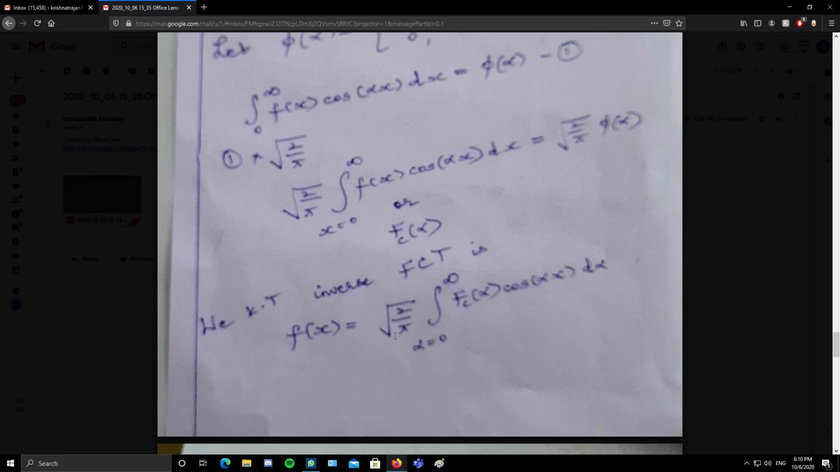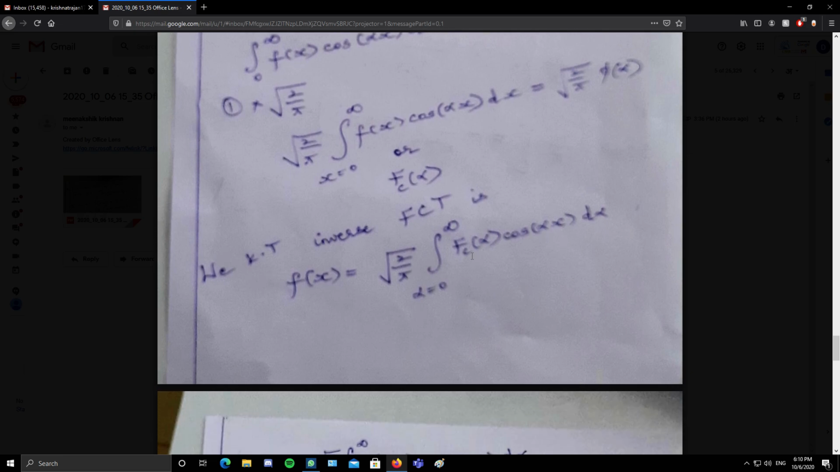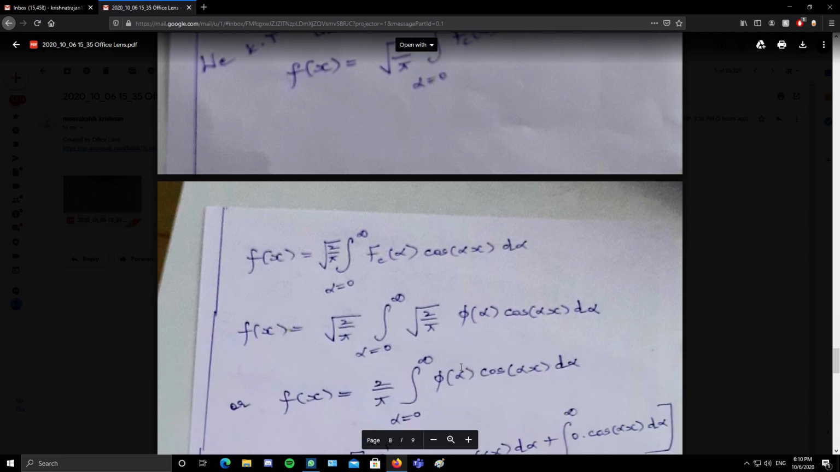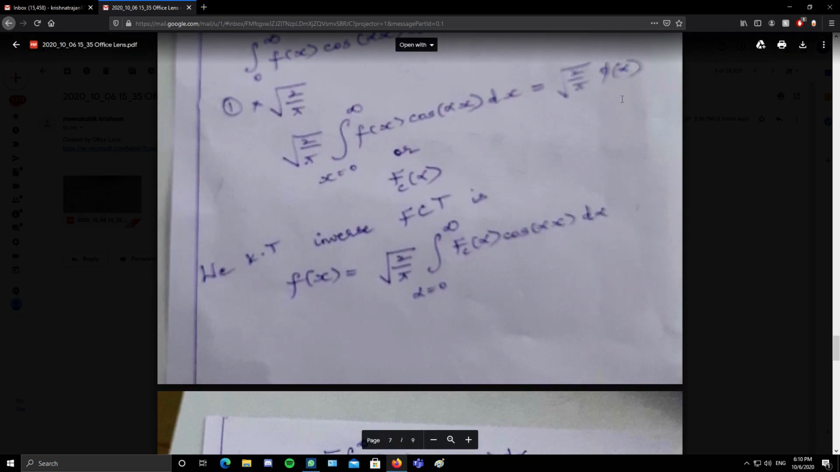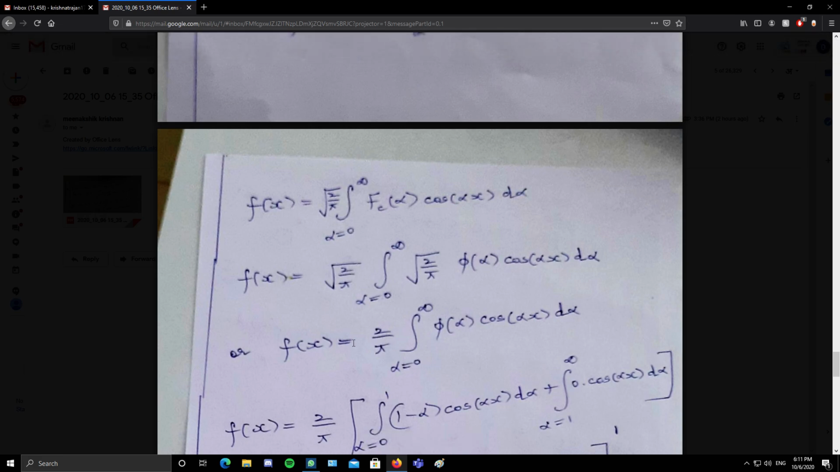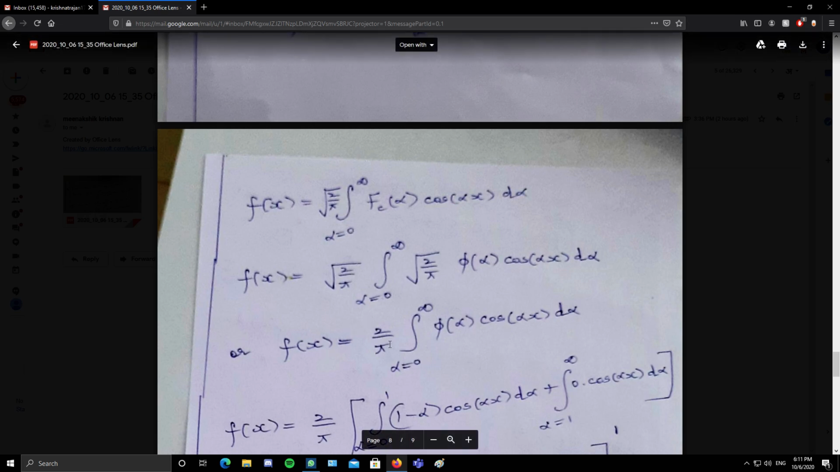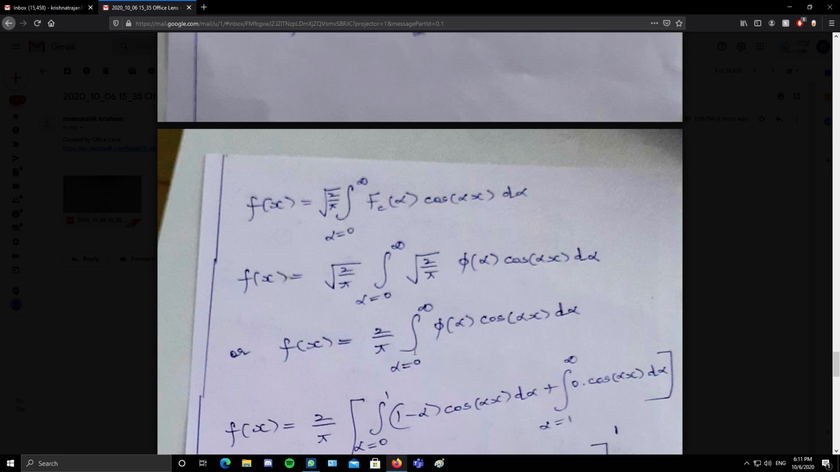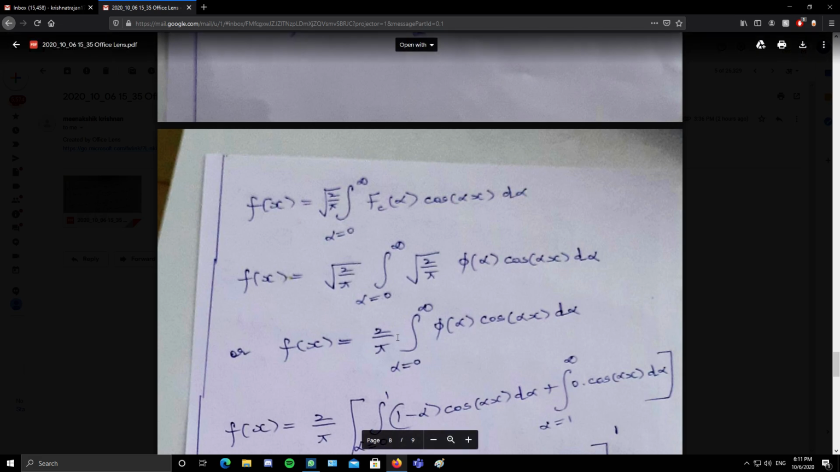f of x equals root of 2 by pi integral alpha equals 0 to infinity Fc of alpha cos alpha x d alpha. What is Fc of alpha? Root of 2 by pi phi of alpha. So root of 2 by pi whole square is 2 by pi. So f of x equals 2 by pi integral alpha equals 0 to infinity phi of alpha cos alpha x d alpha. So we have got the function.